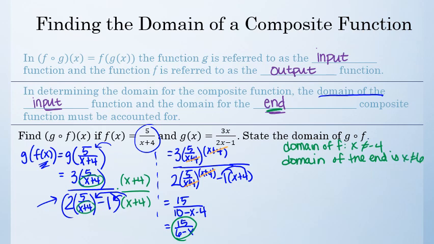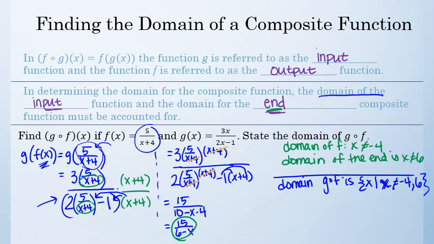so now what we do is we combine these together. So the total domain of g of f is x such that x cannot equal negative 4 and 6. So again, when you're coming up with the domain of a composite function, you take into account the domain of the input function and the domain of your end function.